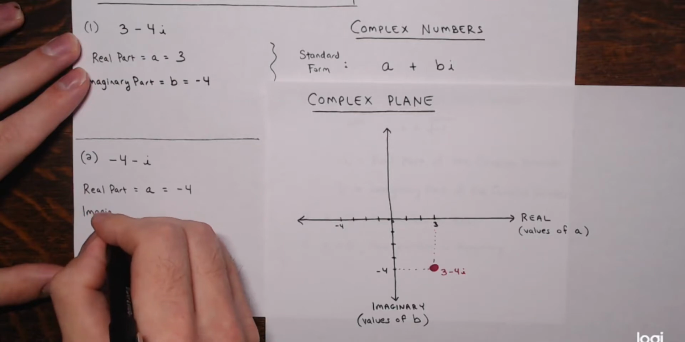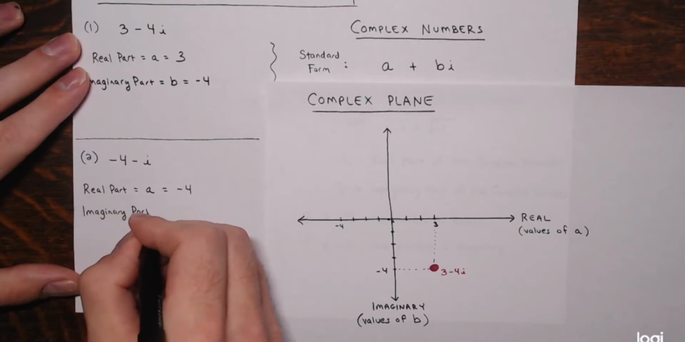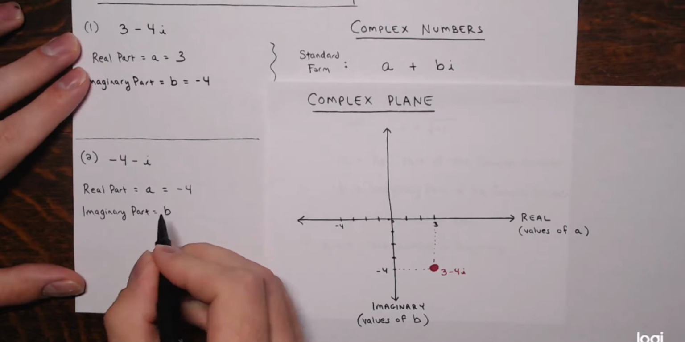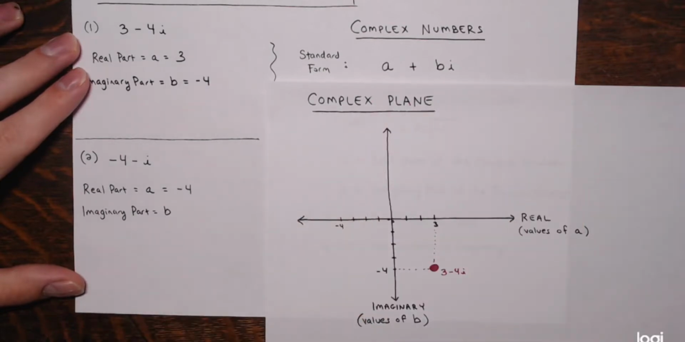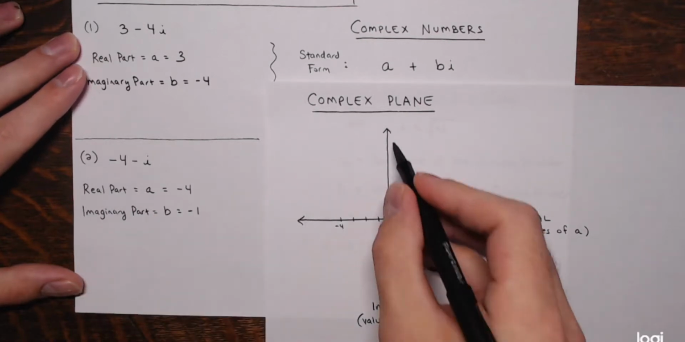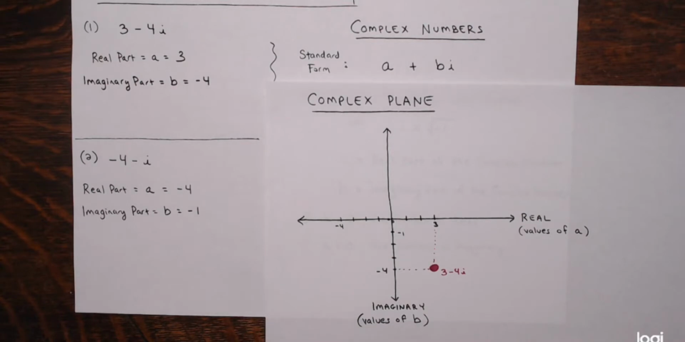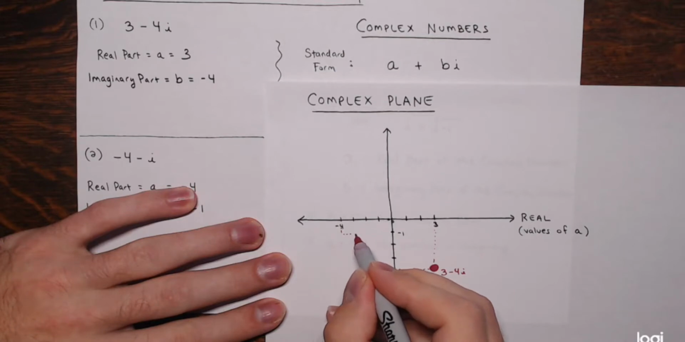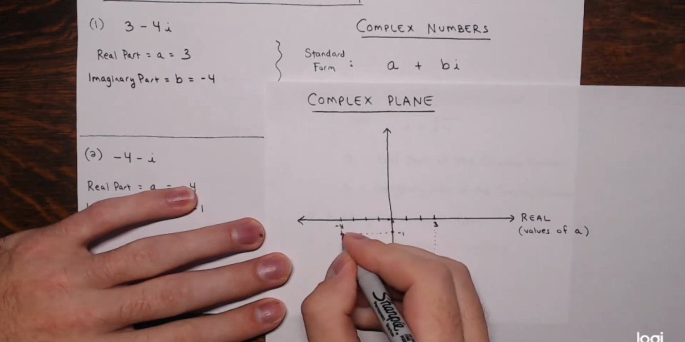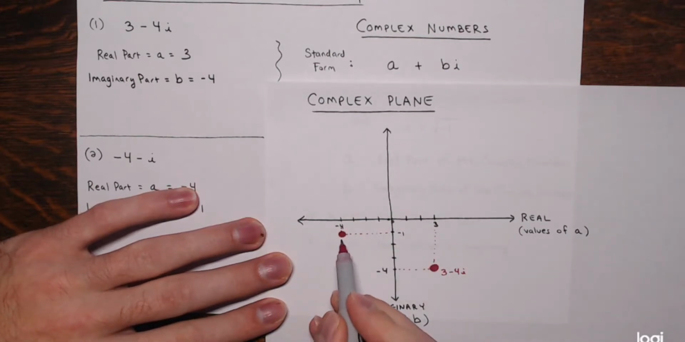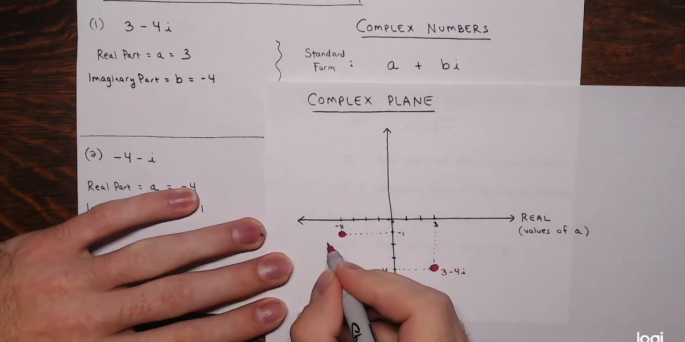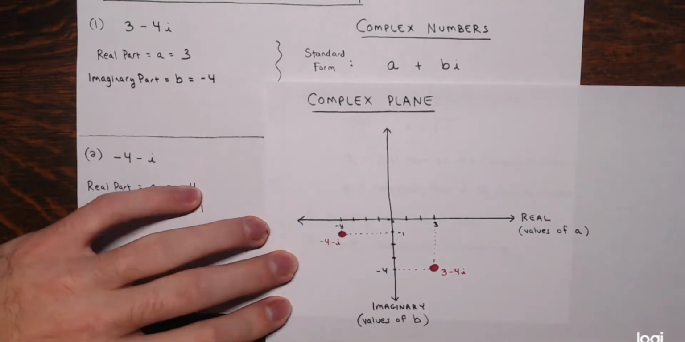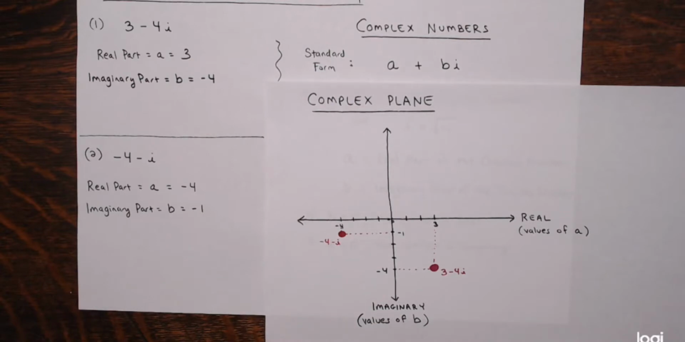And the imaginary part, again, the value of b in the standard form, a plus bi, would be negative 1. So I go to negative 1 on the vertical axis, the imaginary part axis. And so there's negative 4 on the real, negative 1 on the imaginary. This point right here, this location on the complex plane, that point represents the complex number negative 4 minus i. And I'll label it with the number that it represents.